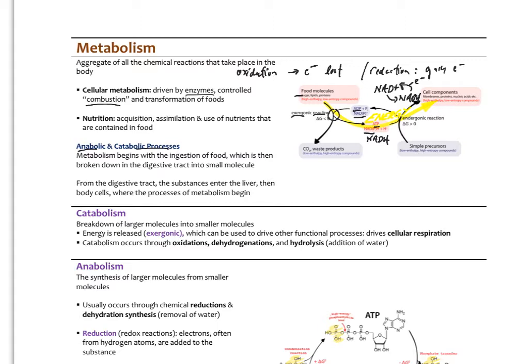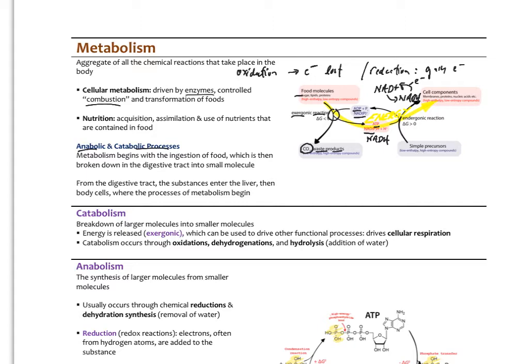And the process, again, energy is released, so this is exergonic, and so the food molecule becomes oxidized essentially to carbon dioxide. We'll see water as well as a product, as well as different waste products. So that's the catabolic side.